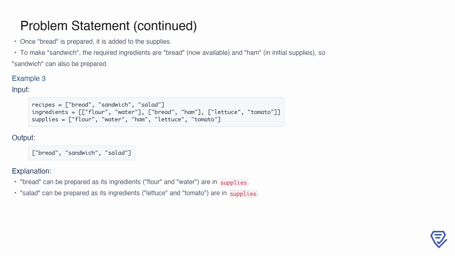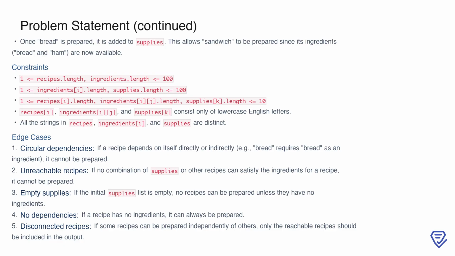Here's another example, where we add a third recipe, salad, to the list. The salad recipe requires lettuce and tomato, both of which are already in the initial supplies. Similarly, bread can be prepared because its ingredients, flour and water, are in the supplies. Once bread is added to the supplies, sandwich can also be prepared because its ingredients, bread and ham, are now available. In this scenario, all three recipes, bread, sandwich, and salad, can be prepared, so the output will include all of them. To summarize, once a recipe is prepared, it gets added to your supplies, enabling the preparation of other recipes that depend on it.